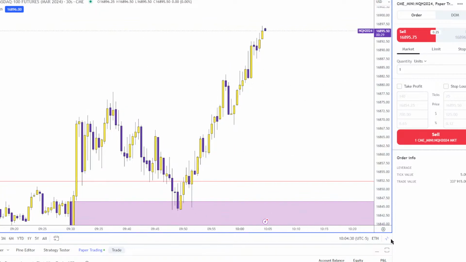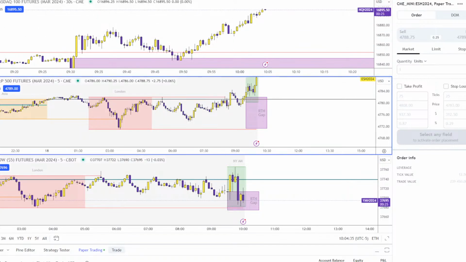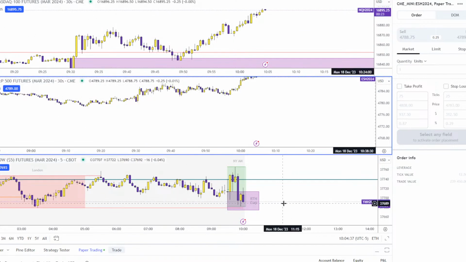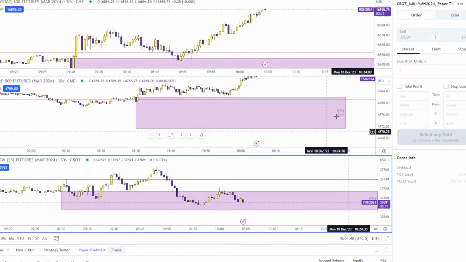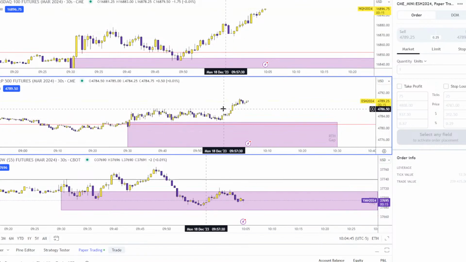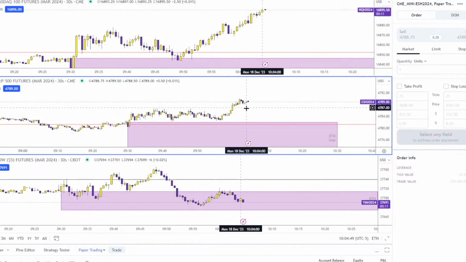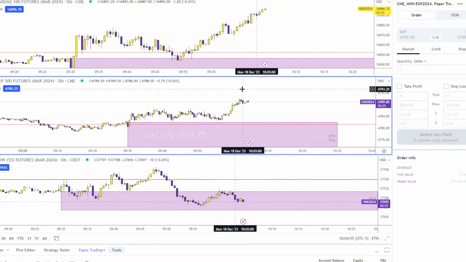Let's go back to here. Let's go here and put a 30-second chart on. Oh yeah, if you get back down into here, that's the silver bullet entry right there. We get into here to go long.